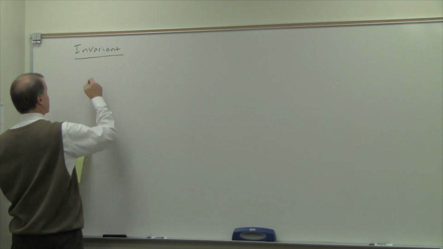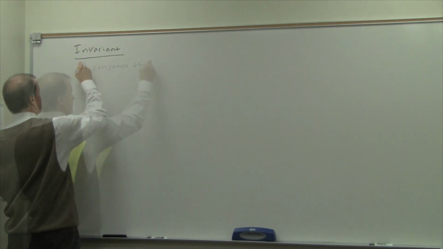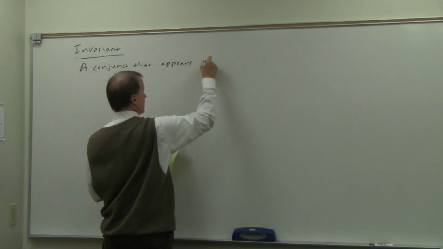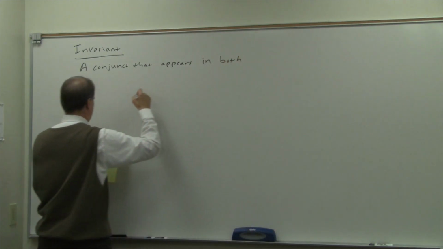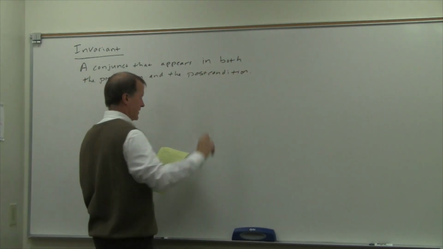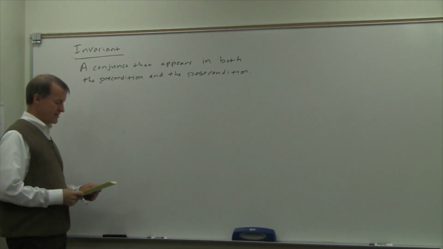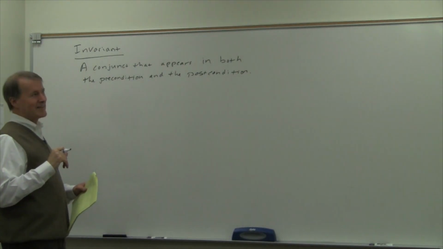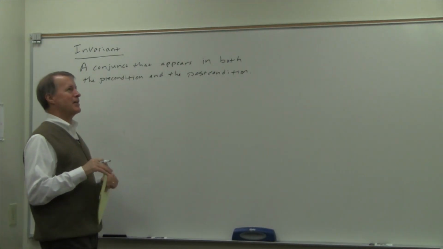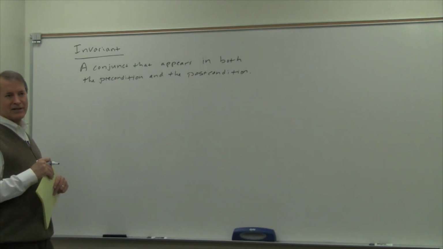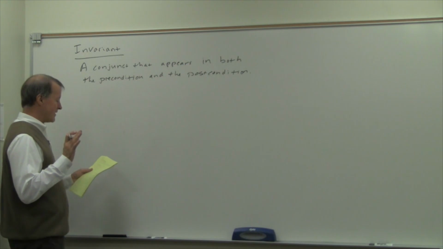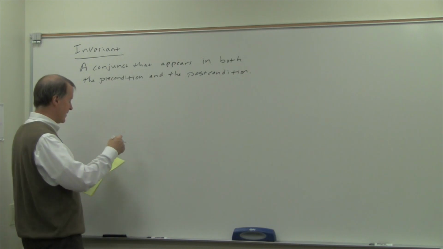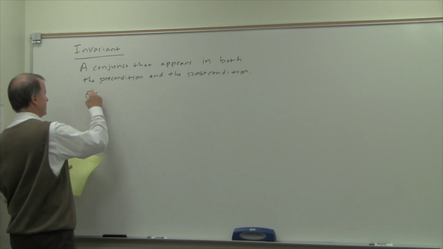So, an invariant is a conjunct that appears in both the precondition and the postcondition. All right? That is what an invariant is. And here is our example. Actually, I'll give you a couple of examples. Well, yeah, the size, but that's kind of a trivial one. That is an invariant. Like n equals its original value, it equals its final value every time. But let me give you a couple of examples.